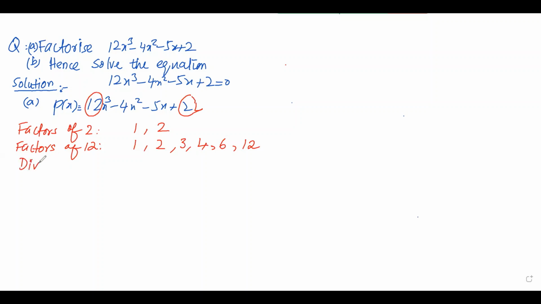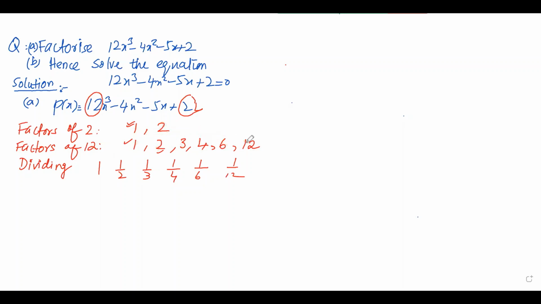Then, for the possible numbers, divide. So 1 over 1 is 1, then 1 over 2, 1 over 3, 1 over 4, 1 over 6, 1 over 12. What I'm doing here is dividing 1 by 1, 1 by 2, 1 by 3, 1 by 4, 1 by 6, 1 by 12, and then the same with the 2: 2 by 1, 2 by 2, 2 by 3, 2 by 4, 2 by 6, 2 by 12.